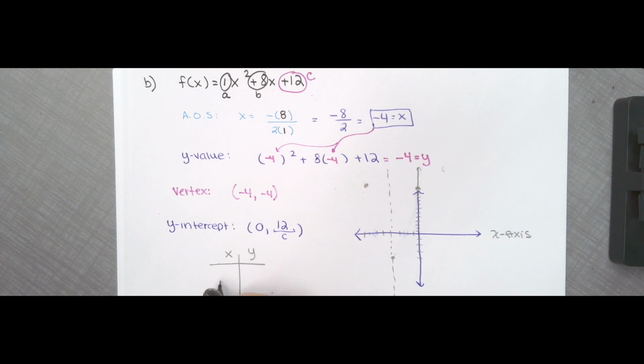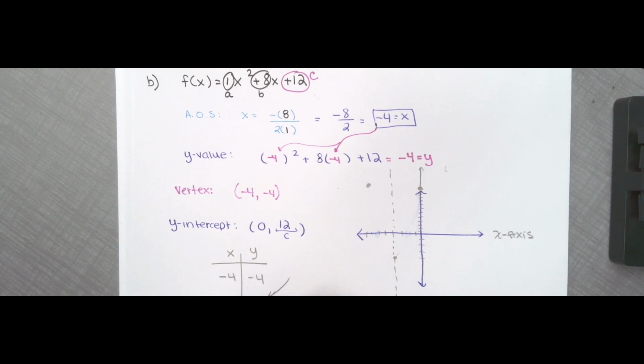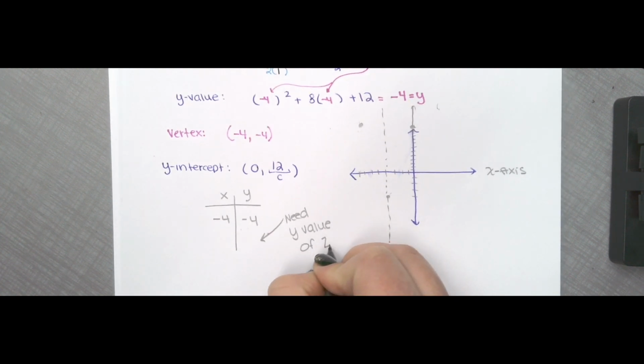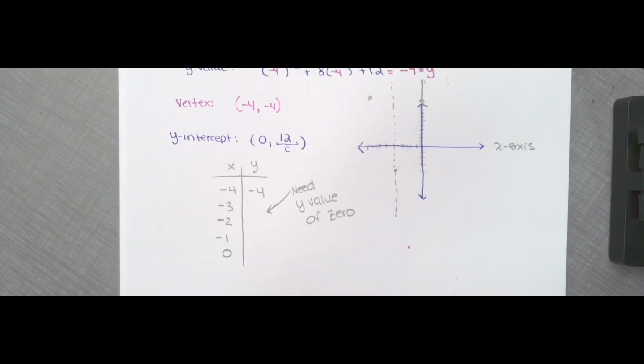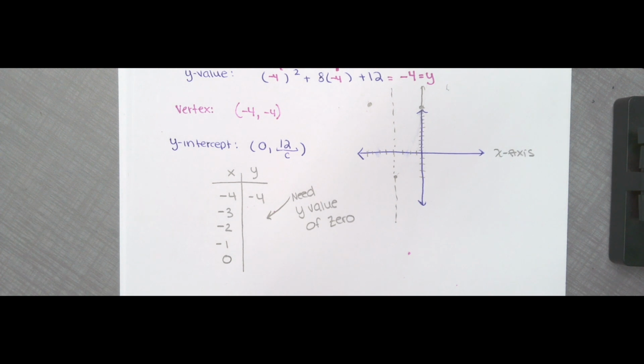You're going to write out your vertex, negative 4, negative 4. And what you're looking for is we need a y value of 0. So I'm going to plug and chug some numbers. Is that enough numbers? Maybe. I don't know, but I just need one of them. If I have one y value that's 0, I can jump it over the axis of symmetry and reflect it.